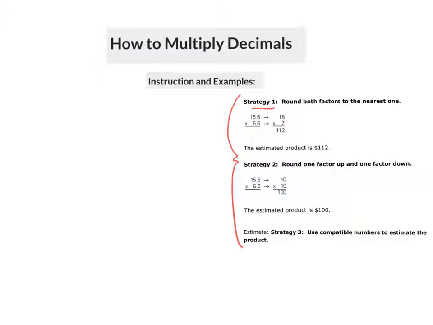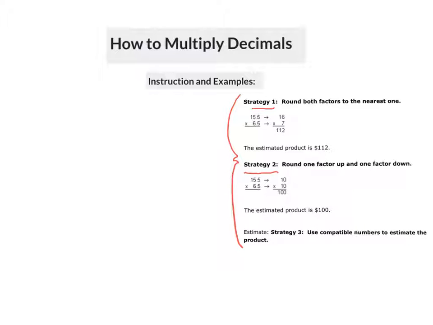Another strategy, if you don't prefer that strategy, on strategy two, you can round one factor up and one factor down. Rounding one factor up, so 15.5, we could round down to 10. 6.5, we could round up to 10. You're still getting an estimate that is pretty close to the previous.